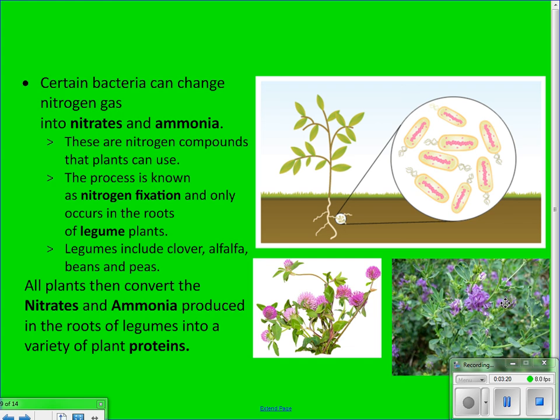So certain bacteria can change nitrogen gas into nitrates and ammonia. The process to do this is known as nitrogen fixation. Now, nitrogen fixation occurs in the roots of legume plants like this clover here or this alfalfa. All plants can then take nitrates and ammonia in the soil and turn them into plant proteins.